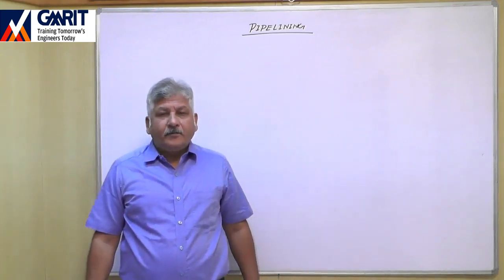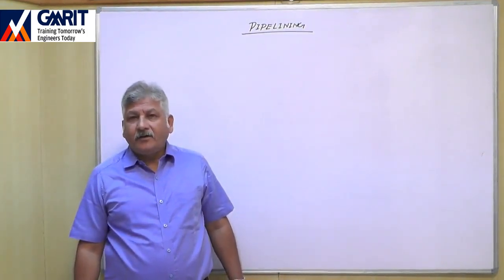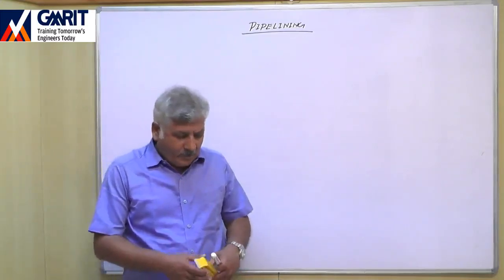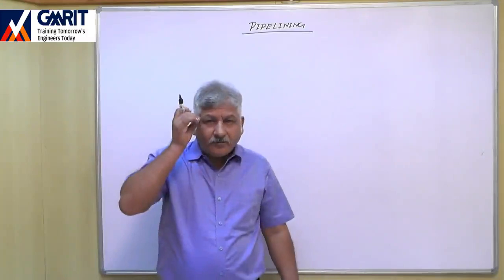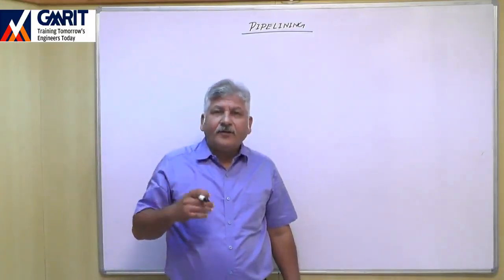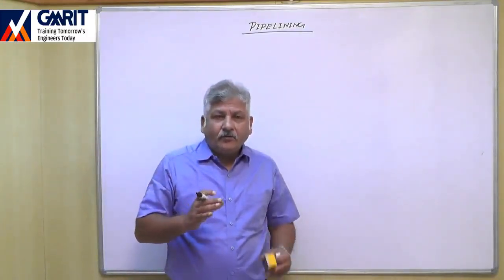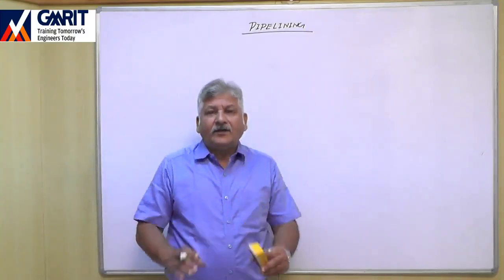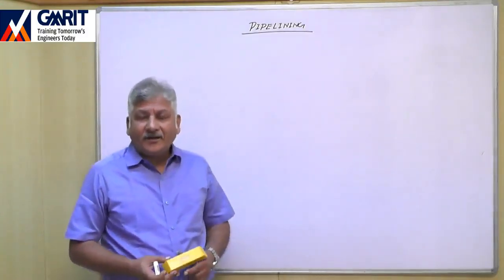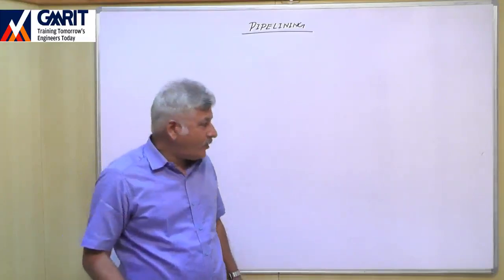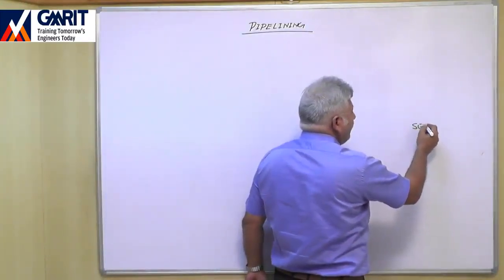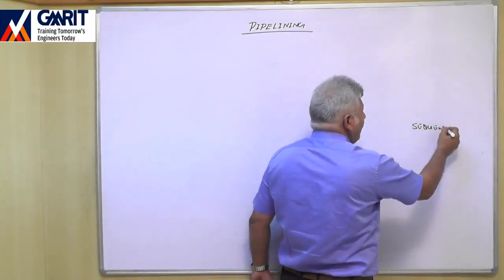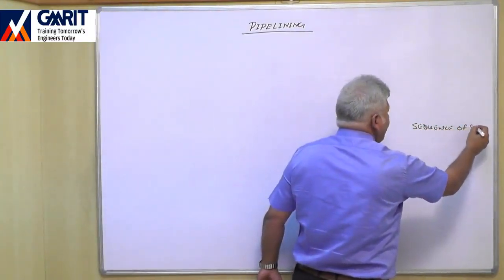So now we will see the pipelining concept in the 8086 processor. Before coming to the pipeline concept, suppose the processor is performing a certain operation. What is the sequence of steps which the microprocessor will take to perform an operation?